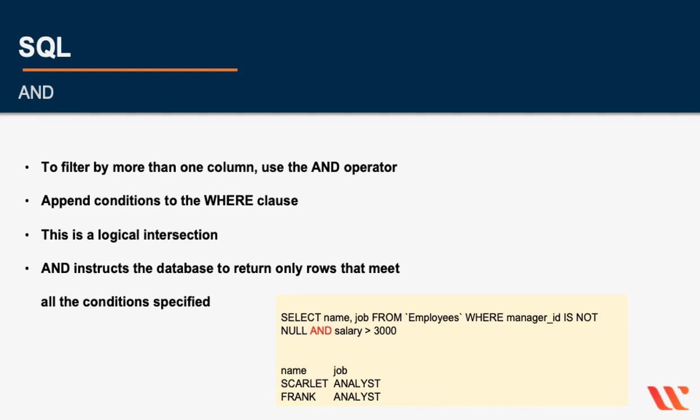Now to filter by more than one column, you can use the AND operator. You just append the conditions to the WHERE clause. So you can do SELECT name, job FROM employees WHERE manager ID IS NOT NULL AND salary is greater than 3000. In this case, we're getting two records, for Scarlett and Frank, who are both analysts. We can also see that we're filtering on a field that we're not retrieving, in the WHERE clause.